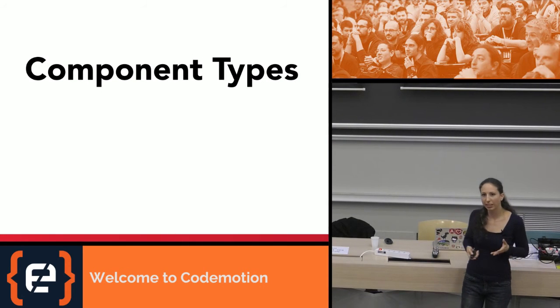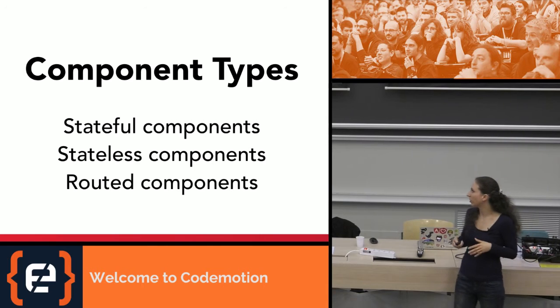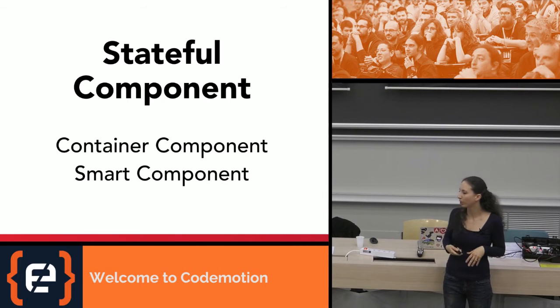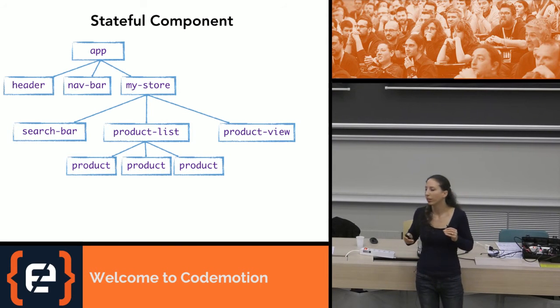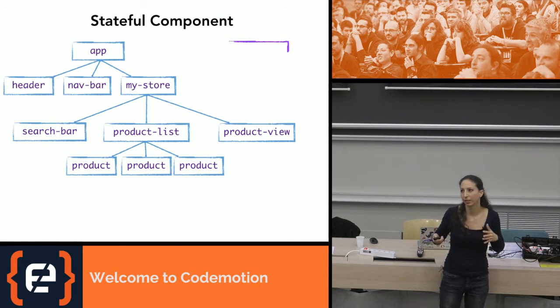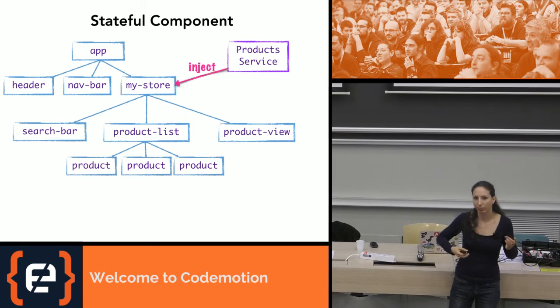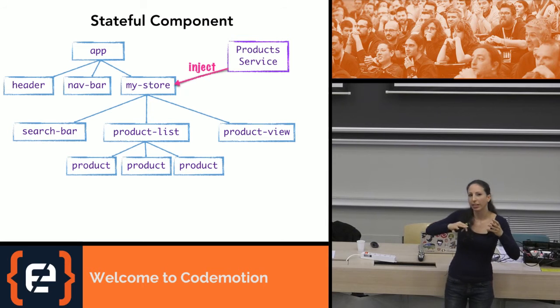So there are basically 3 component types, but you can look at it in different ways. There are stateful components, stateless components, and routed components. So stateful components are also called container components or smart components. And what they do, they take data from the server, for example, and inject this data in. They take it from a service, and the data sits in the component. And then the component passes this data to other components and manages it.